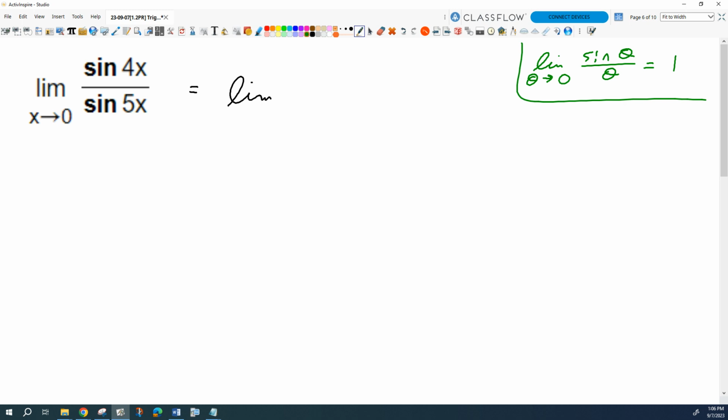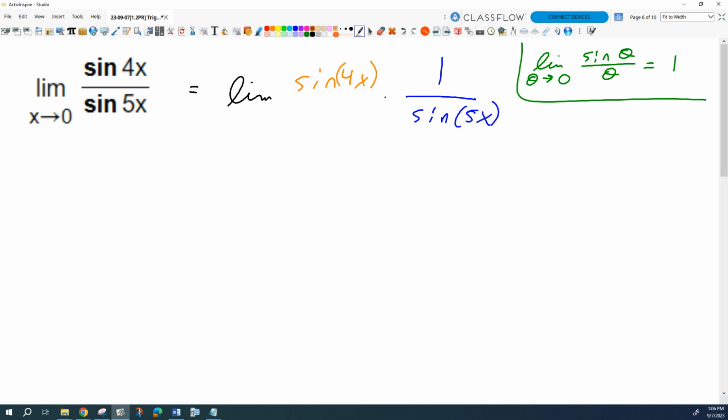Okay, well, you're kind of moving in the right direction, though. I need to separate those, don't I? Right? So I could write that quotient as a product. I could write that as the limit of, let's separate these and make them color-coded. I've got the sine of 4x times 1 over sine of 5x, right? Okay, there's a hint.